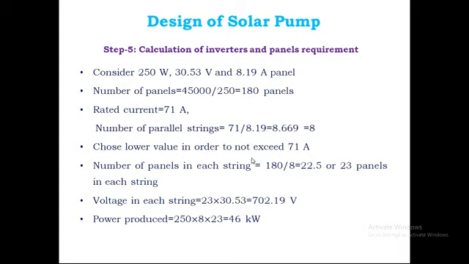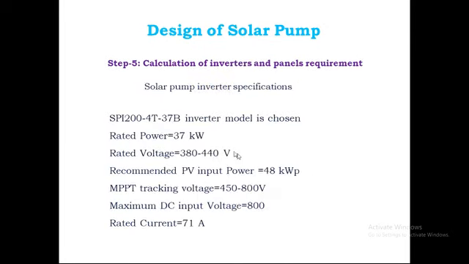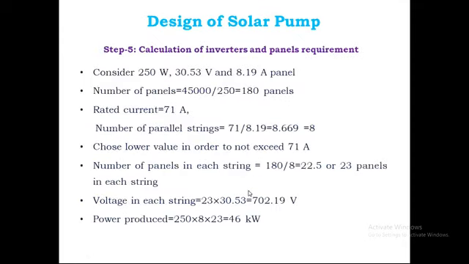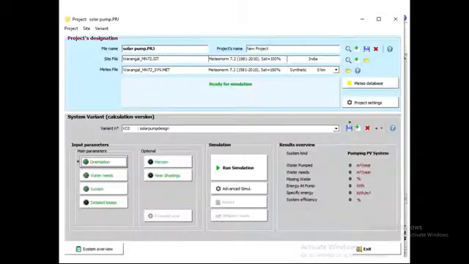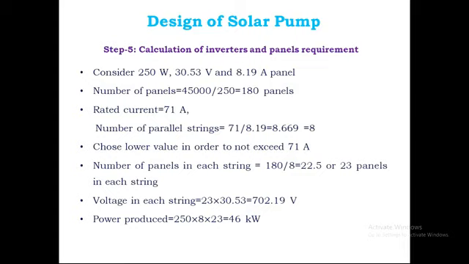Right. Now you can verify whether this voltage is in the operating range or not. So 23 into 30.53, 702.19, that is in the operating range, 450 to 800. So it is okay. And for nominal power, you will get 250 for each module. So how many panels are there? 250 into 180, you will get 46 kilowatt. So like this, you can design your solar pump.